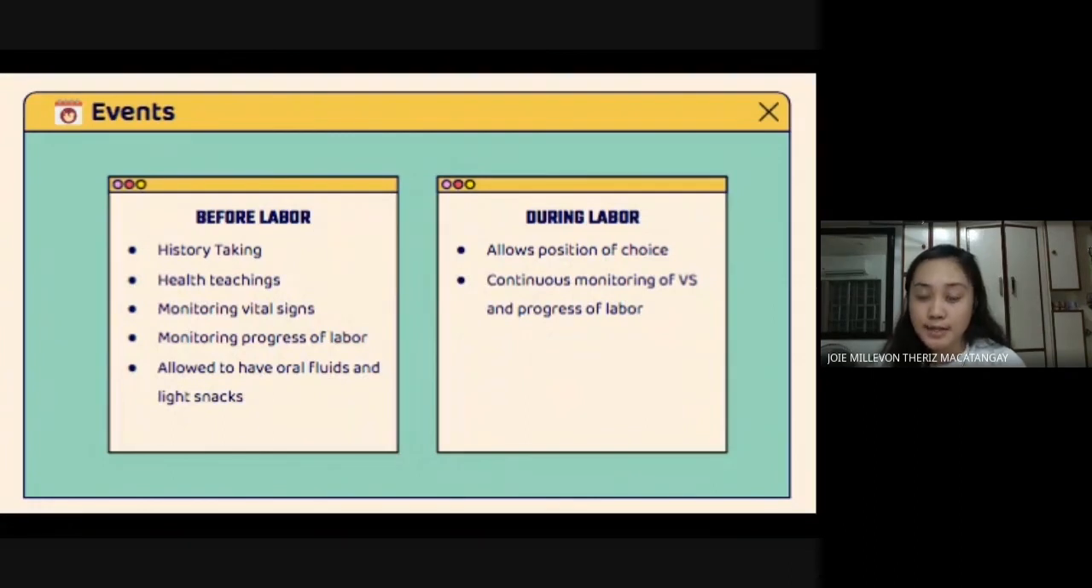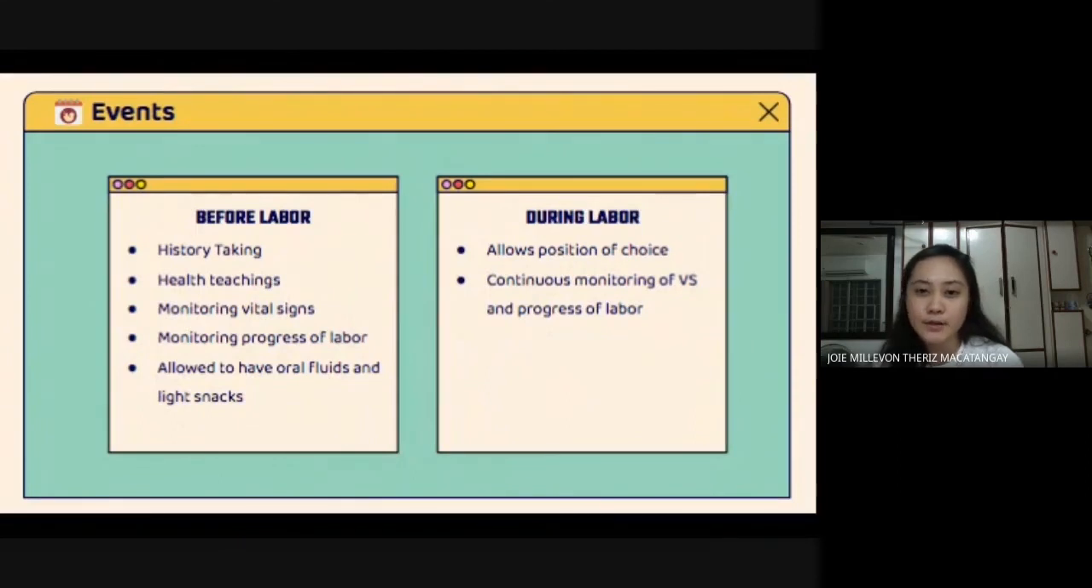So during labor, hinahayaan po namin kayong pumili po ng posisyon na gusto nyo. Kung ano po yung pinaka-comfortable po si mother, yun po ang susunod. So we have many positions which I will show on the next slide.